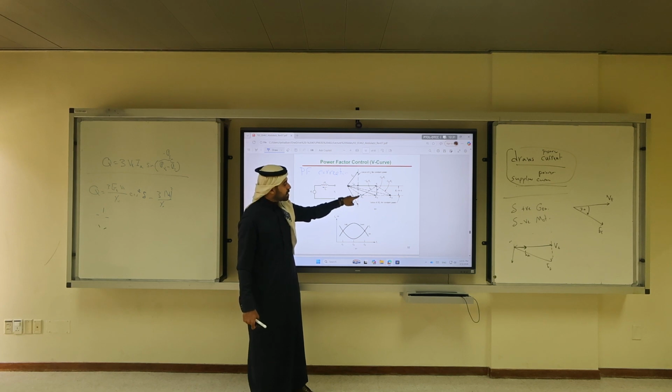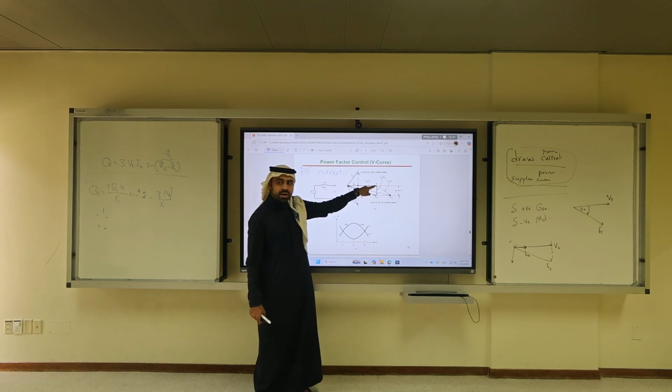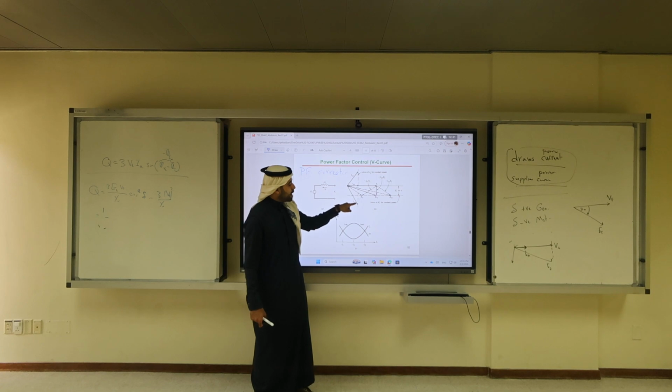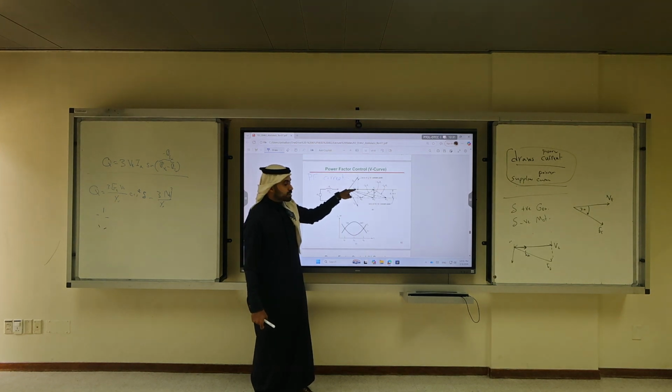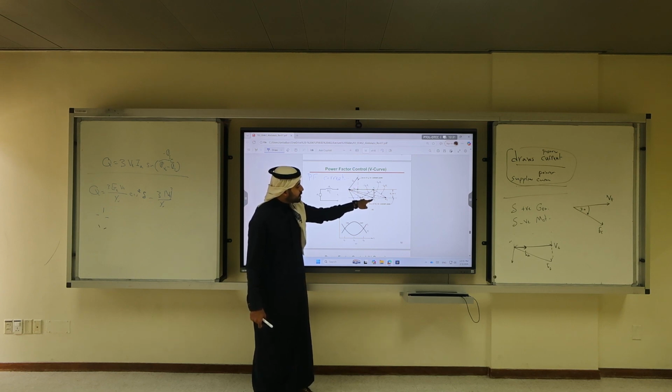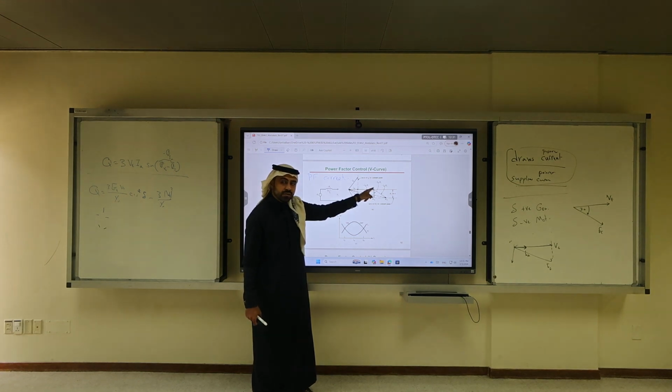Underexcited means EF is smaller in magnitude than VT, and IA lags VT. This is a lagging power factor. IA2 is what? Unity power factor. So what will happen if I have a unity power factor? My EF has increased in order to maintain constant VT.